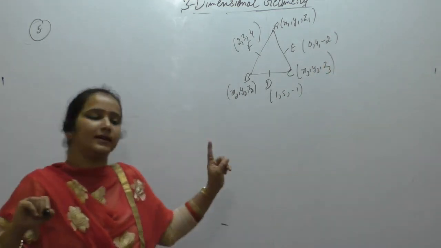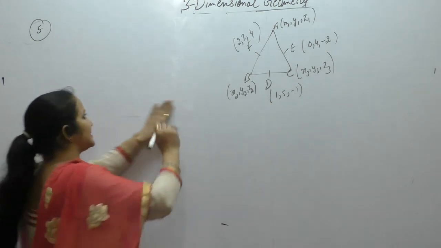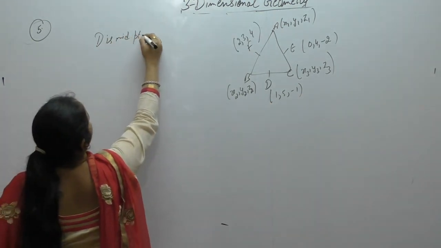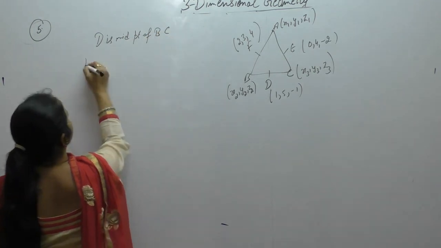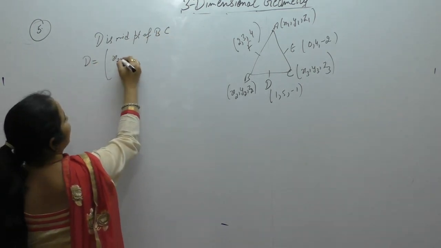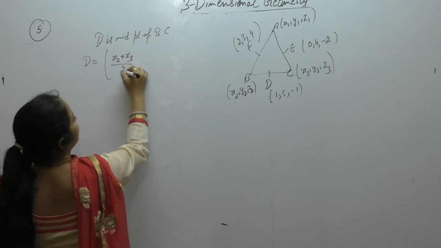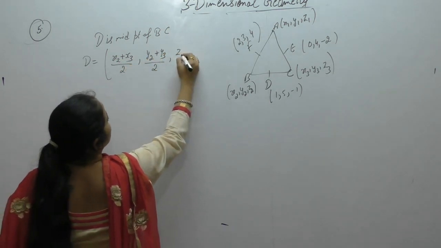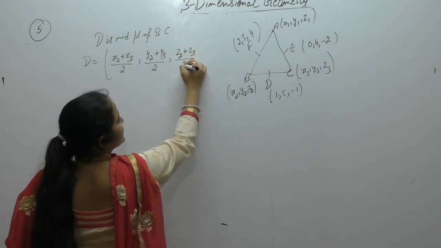Now since D is the midpoint of BC, what should the coordinates of D be? (x2 + x3)/2, (y2 + y3)/2, (z2 + z3)/2.